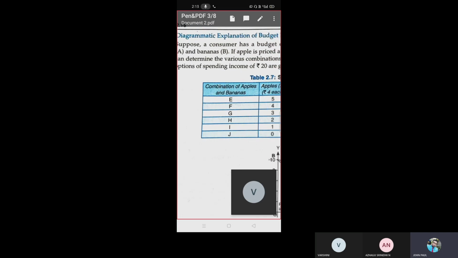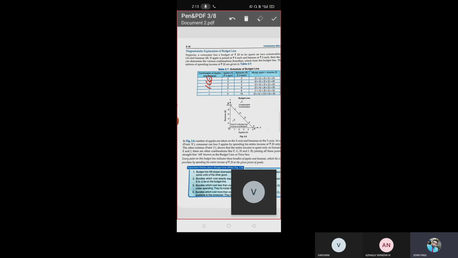So this is the budget set you can see. The E, F, G, H are all different combinations. One apple is 4 rupees, one banana is 2 rupees. They had given this example. You can see this is the cash we have. I have only 20 rupees cash in my hand. So with that, how many combinations can I buy?